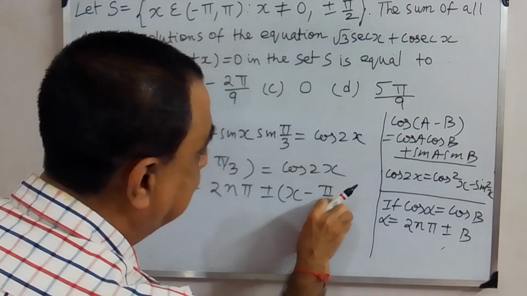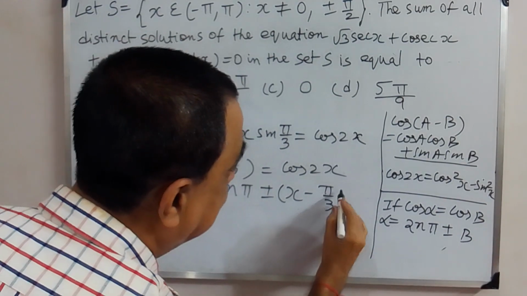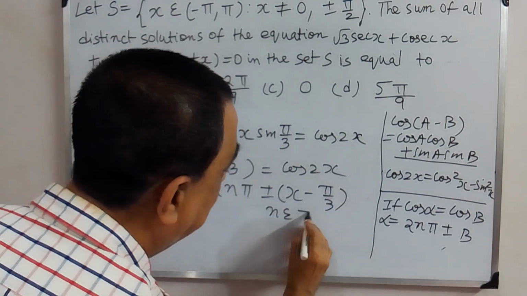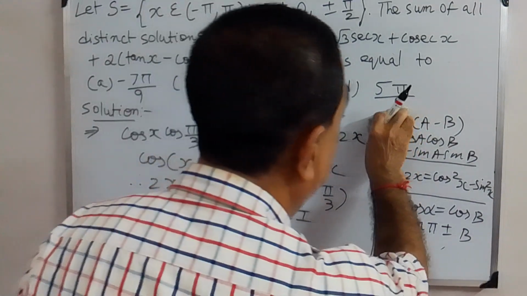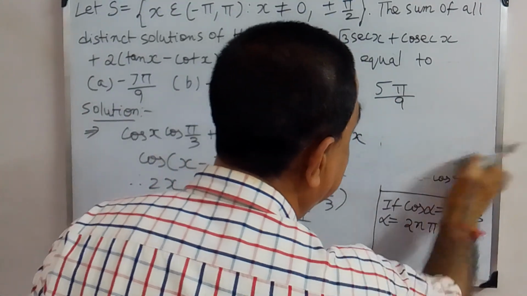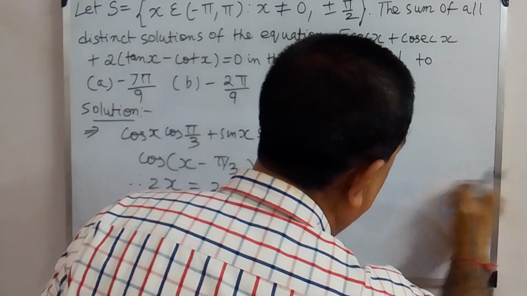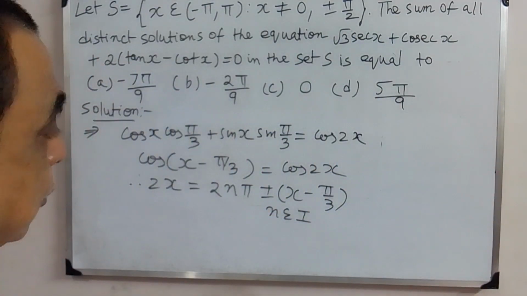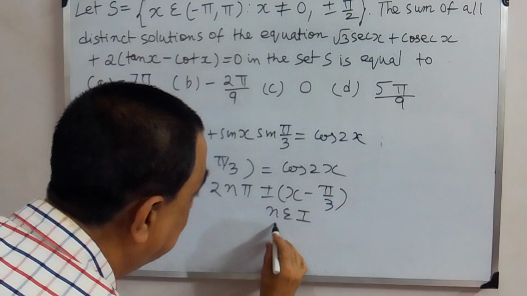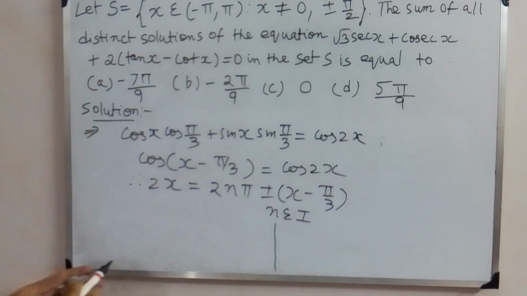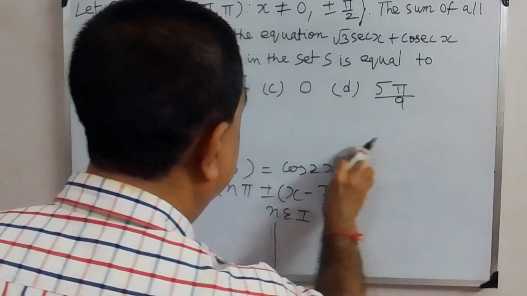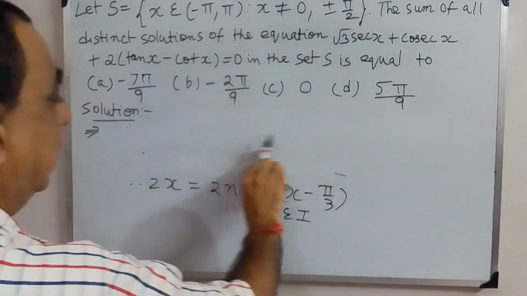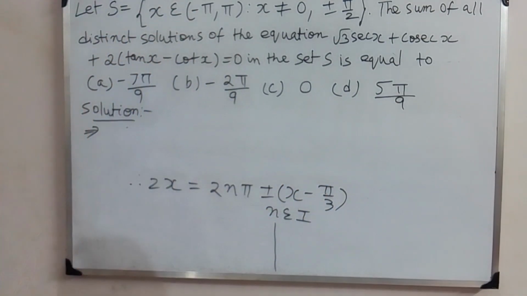Clear? So here n is what? n is an element of integers. Now see here, n is the value of integer. So we are separating these two equations. See here, I am writing at the top. So we are having two equations in terms of x.